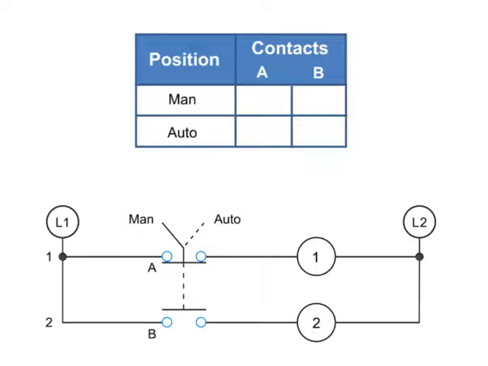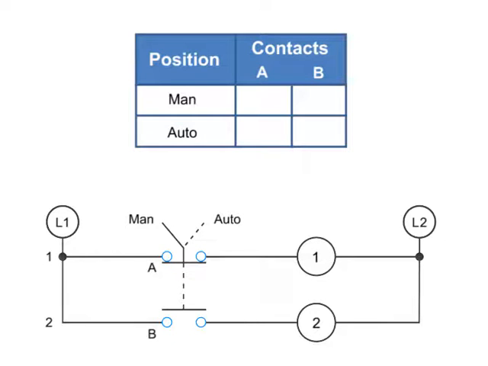The truth table can be used to easily interpret what contacts are closed for a particular position. An X is placed in the table if a contact is closed in any position. An O is used to depict that a contact is open.